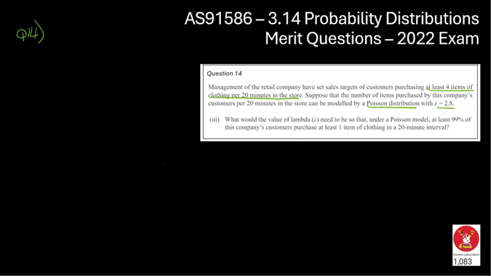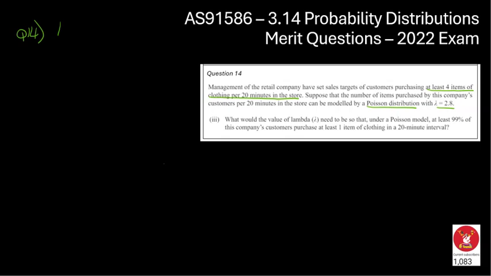The question we've got is, what value of lambda would be needed under a Poisson distribution so that at least 99% of the customers' purchase gets at least 1 item of clothing? So you see, this context here was related to 4 items of clothing, and that's why they give you the lambda. But now we're talking about at least 1 item of clothing, and for that we don't know the lambda. So this is actually an inverse Poisson distribution question. So let's start off by stating that.